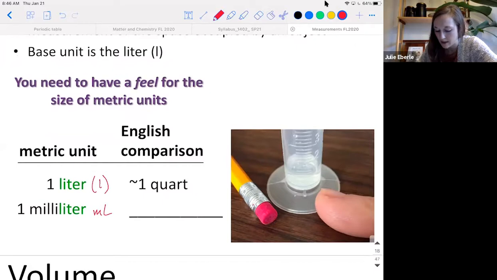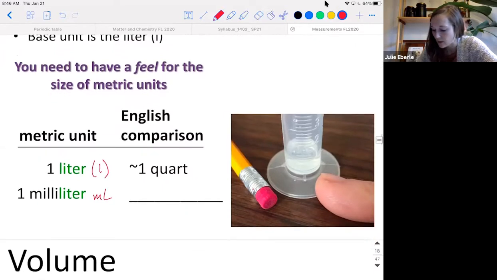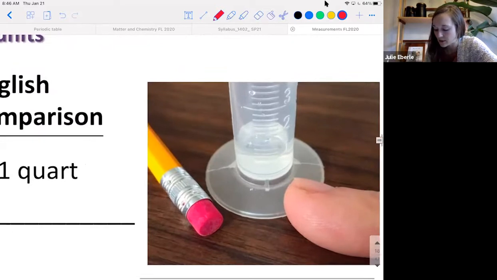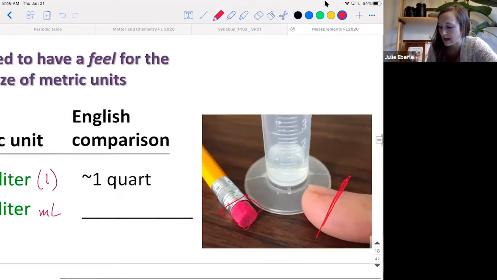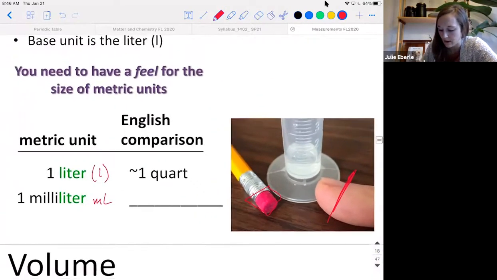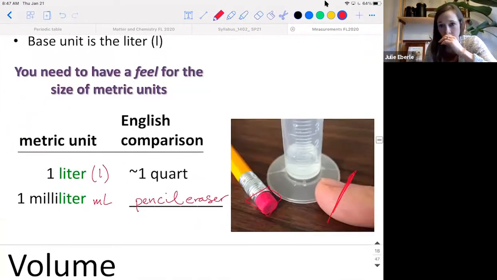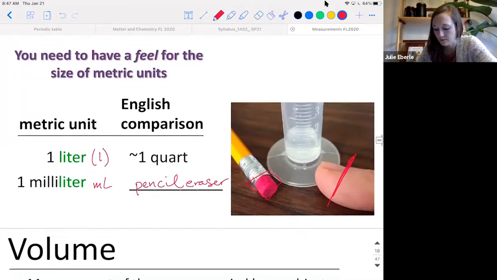What is the English comparison for a milliliter? Well, in this little volumetric cylinder over here, graduated cylinder, we have about a milliliter of water, and it's roughly the size of your pencil eraser or just the tip of your pinky, okay? That's about a milliliter, okay? So I'll say pencil eraser. And I'm just talking about the normal small ones.